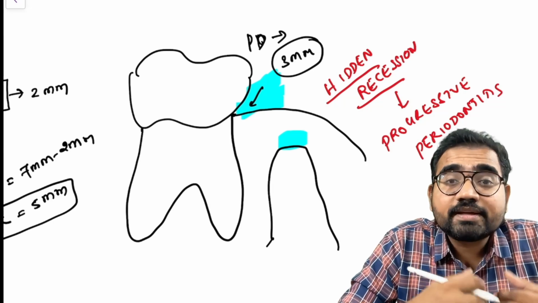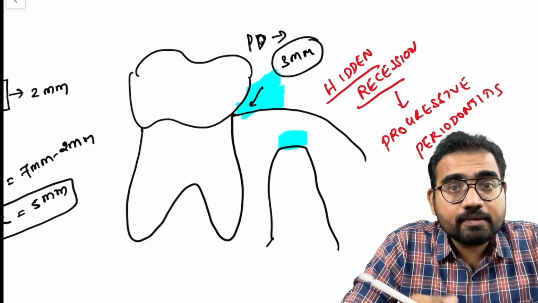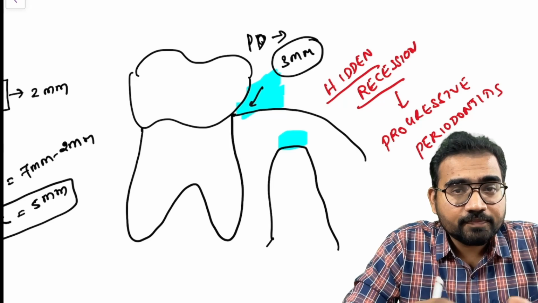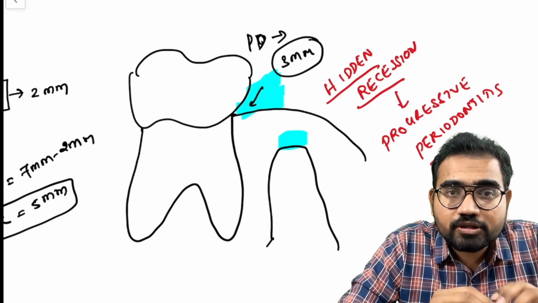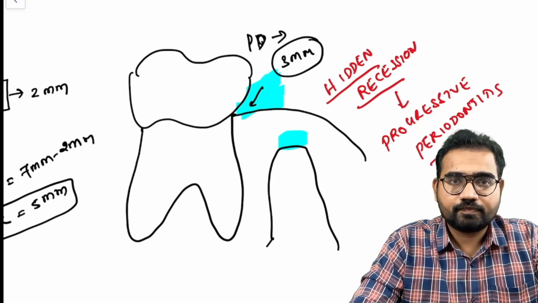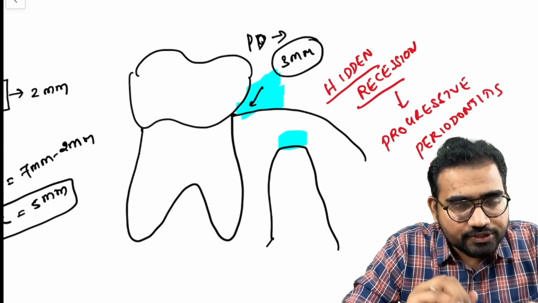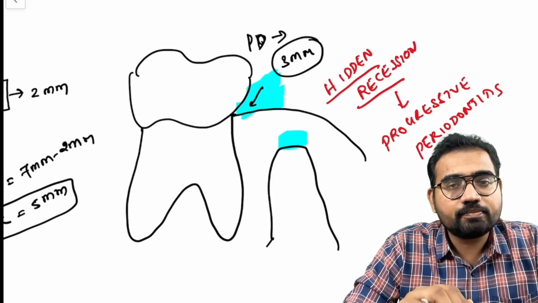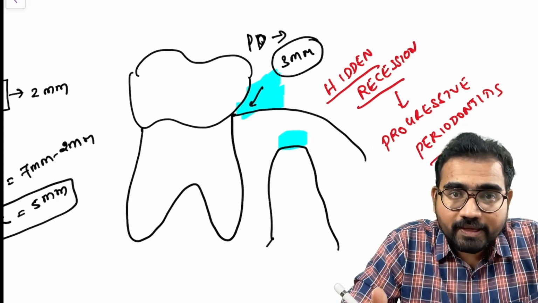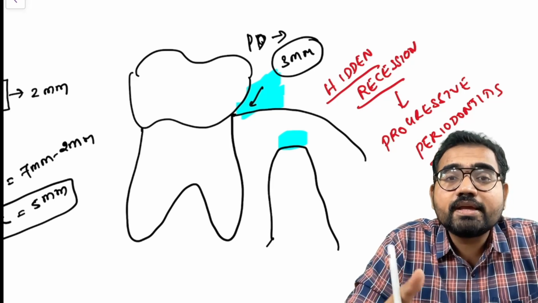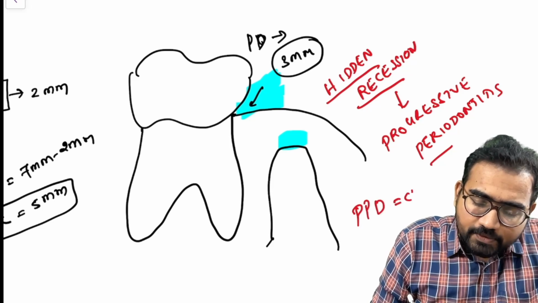There is soft tissue loss, but I'm not going to know the end point of the progression of the disease, which means 5 people are starting to run. I don't know who will come first. So I'm assuming all the 5 as the first prize. Okay, so in this case, the tissues are starting to get destroyed. The bone loss is going to begin, but I don't know when the disease will stop. So I am assuming PPD equal to CAL. Okay, for this patient I am assuming PPD equal to CAL.